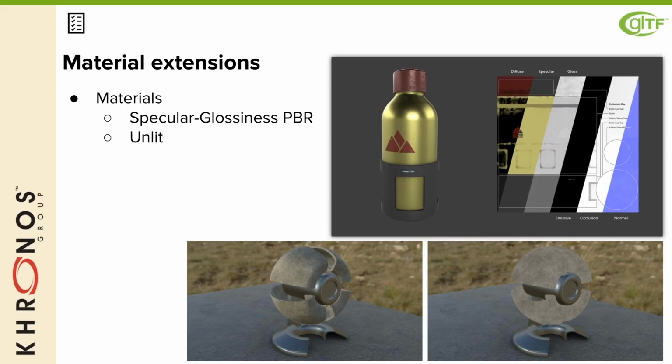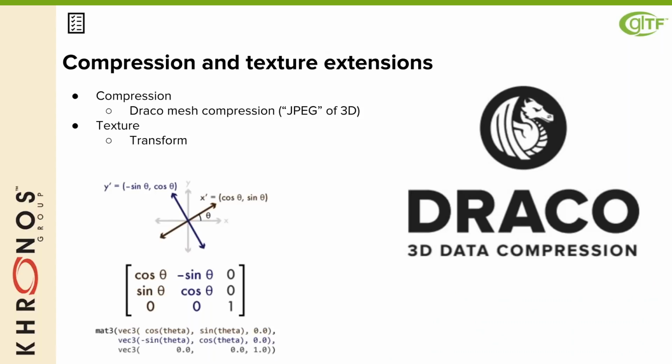You can also use this extension, for example, to create a user interface where you want exactly the color, unlit, on the screen. So for that, the unlit extension is used. Basically, it's just a flag, and it uses the base color information as the final render output.